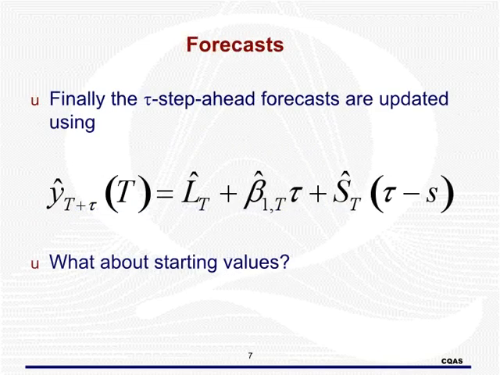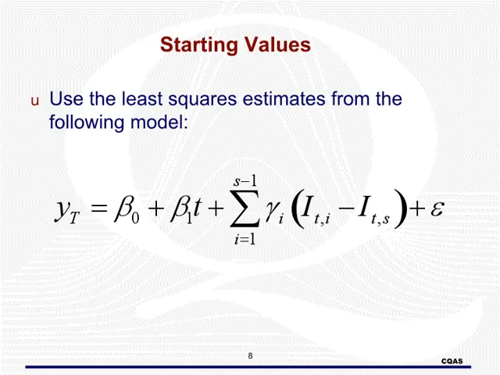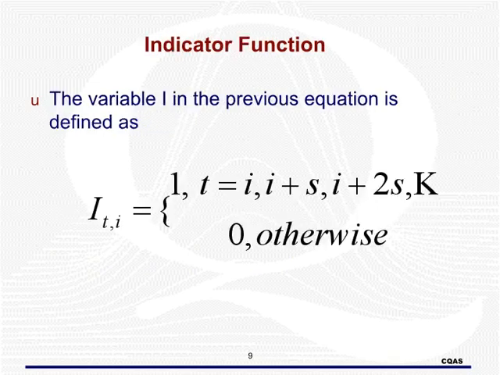To find the tau step-ahead forecasts, we use the pieces that we found in the previous slides in the equation given on the screen. The only problem now is what to use for starting values. For the starting values, we will utilize the estimates of the model given in the slide. Now let's talk about the variable I. I is called an indicator function. It is defined on the screen.